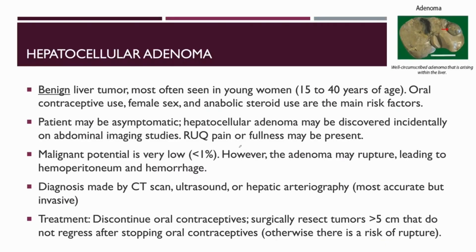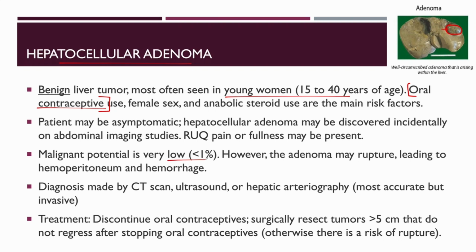The first ones we're going to talk about are two different benign masses within the liver. The first is a hepatocellular adenoma. We tend to see these in younger women, 15 to 40 years old, and it has a high association with oral contraceptive use. So if you see a vignette that talks about a mass in the liver in a younger woman with oral contraceptive use, you should consider it.